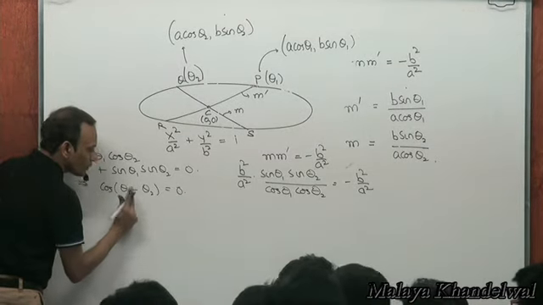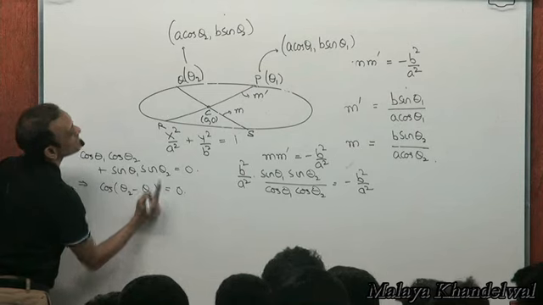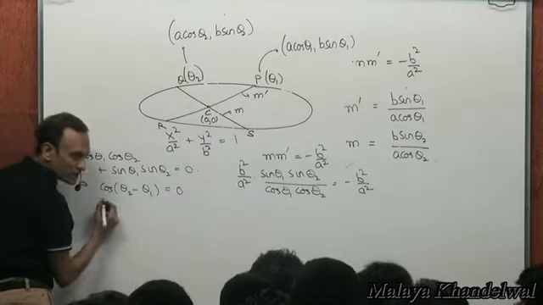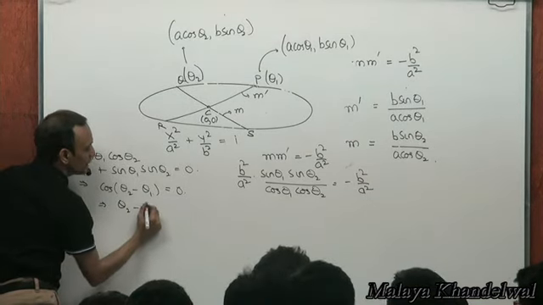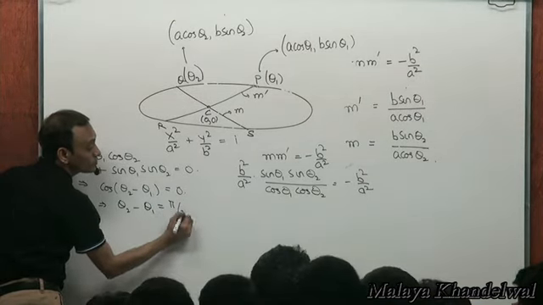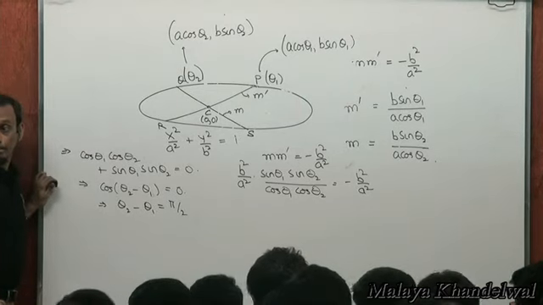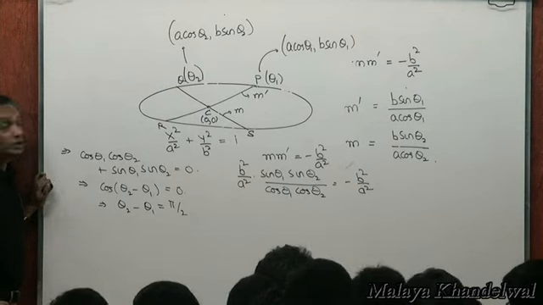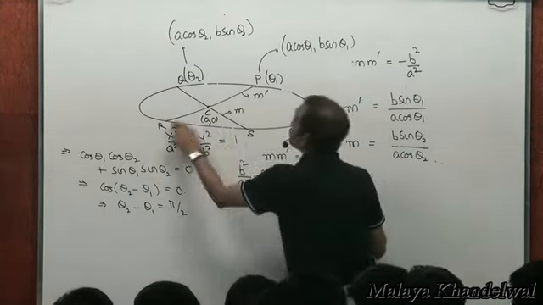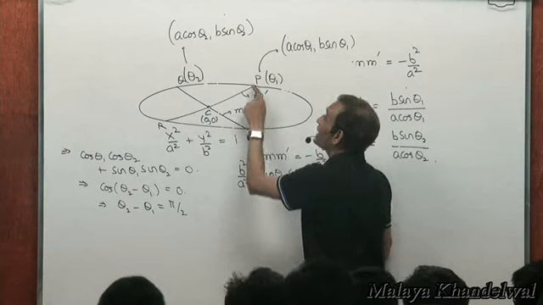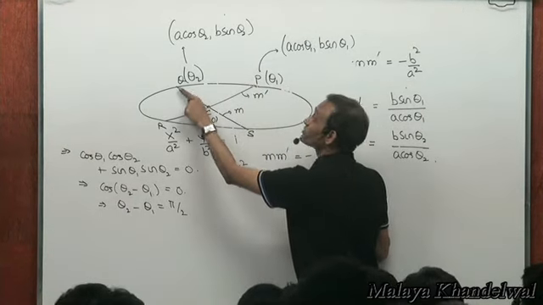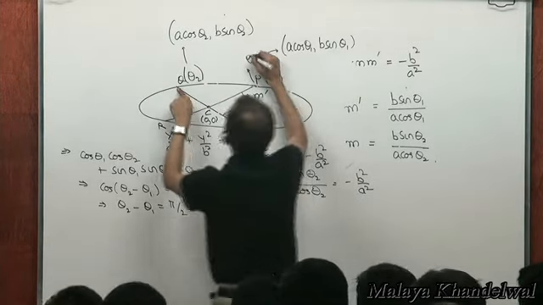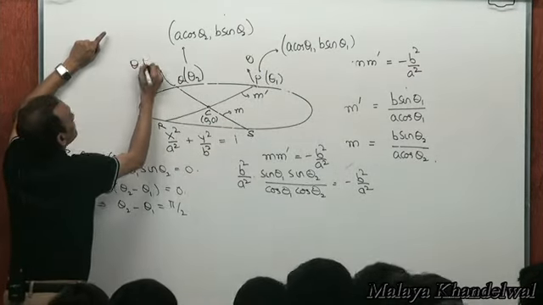Or let me write this, because the way I have drawn, theta 2 is bigger than theta 1. So cos of theta 2 minus theta 1 is 0. That means theta 2 minus theta 1 must be pi by 2. Yes or no? That means if these are two conjugate diameters, and if the eccentric angle of this is theta, then the eccentric angle of this will be theta plus pi by 2. So if this is theta, then the eccentric angle of this will be theta plus pi by 2.